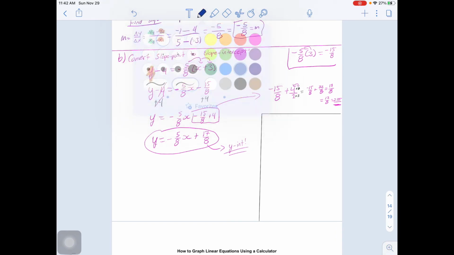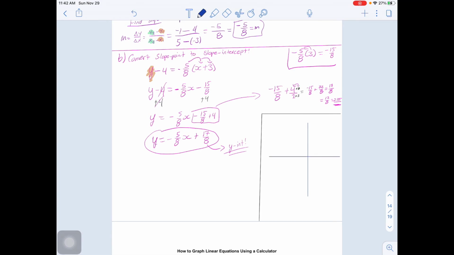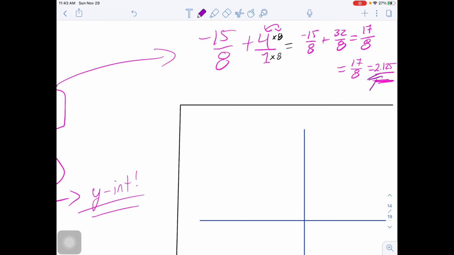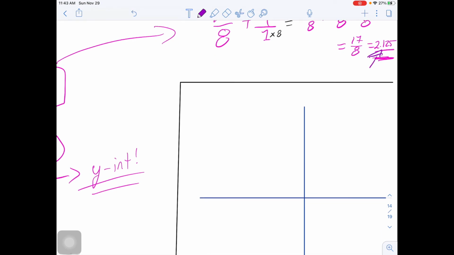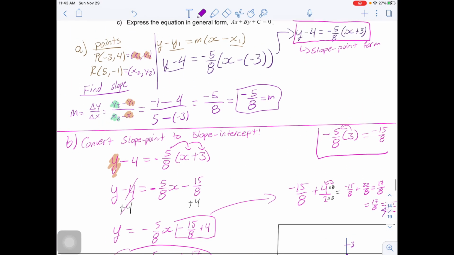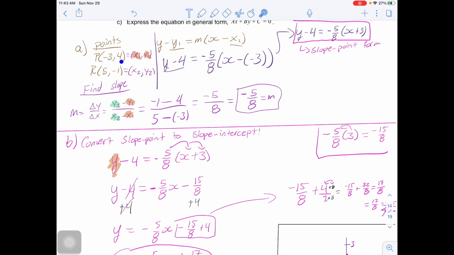So if we were to draw our y-axis and our x-axis, okay, 17 over 8, remember that's our y-intercept. So that's 2.125. So if we go up 1, 2, 3, 2.125, well, that's roughly right here. So there's our y-intercept. Okay, and then we were given a point on these graphs. So you not only go through negative 3 and 4, you also go through 5 and negative 1.